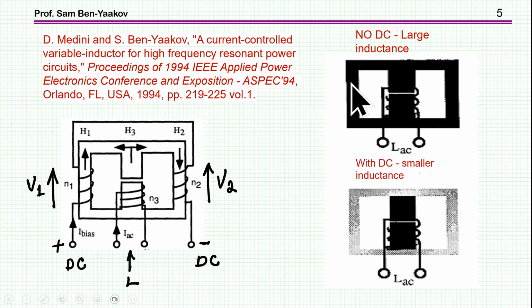With no DC, we have high permeability here on this rim, and then we have a high inductance. With high DC current, this permeability is much lower, and therefore we have a much lower inductance. So this is the idea behind this particular design, which has been used, by the way, by many workers in many studies. There are many papers that demonstrate the use of this particular design.